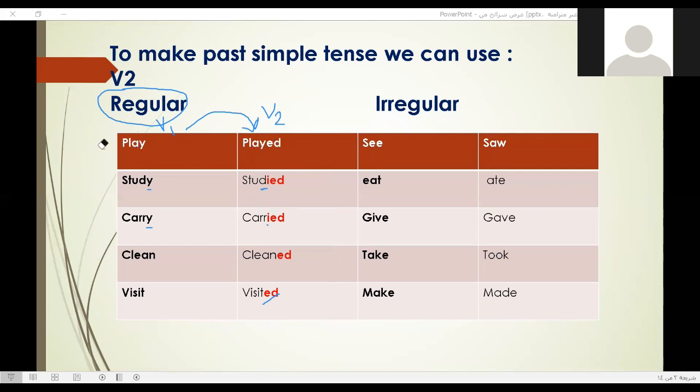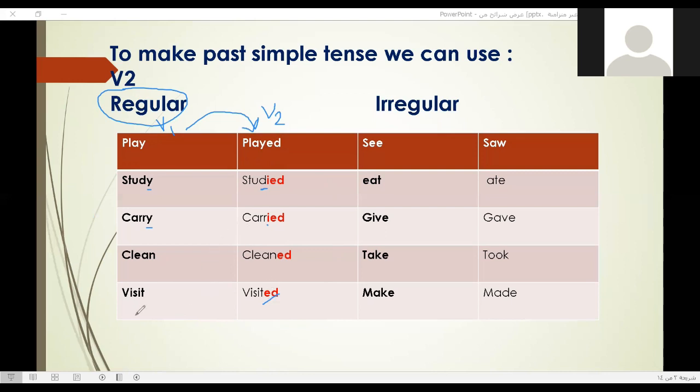Okay, can you please tell me, Ahmad, how you make past simple from the first form of the verb? Start with play. Play, played. Study, studied. Carry, carried. Clean, cleaned. Visit, visited. Thank you very much. So, what do you notice? Do you notice something?